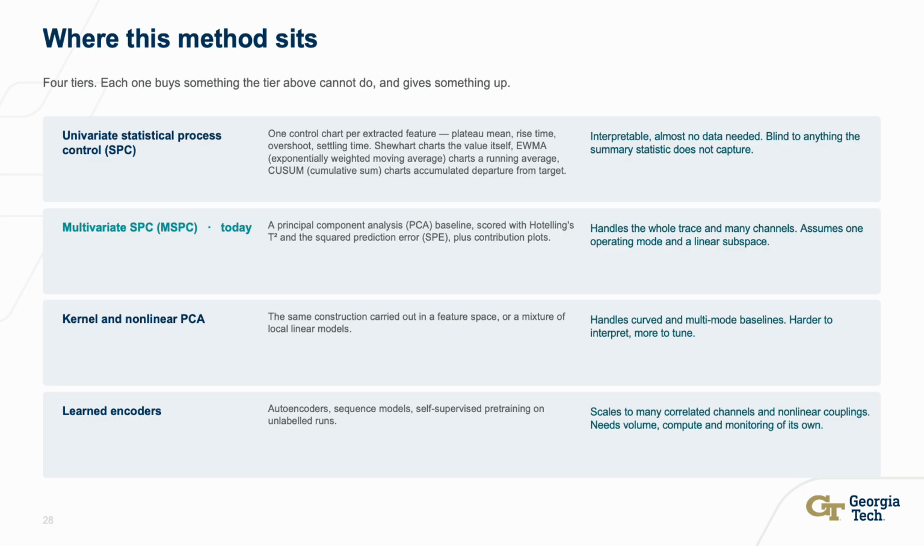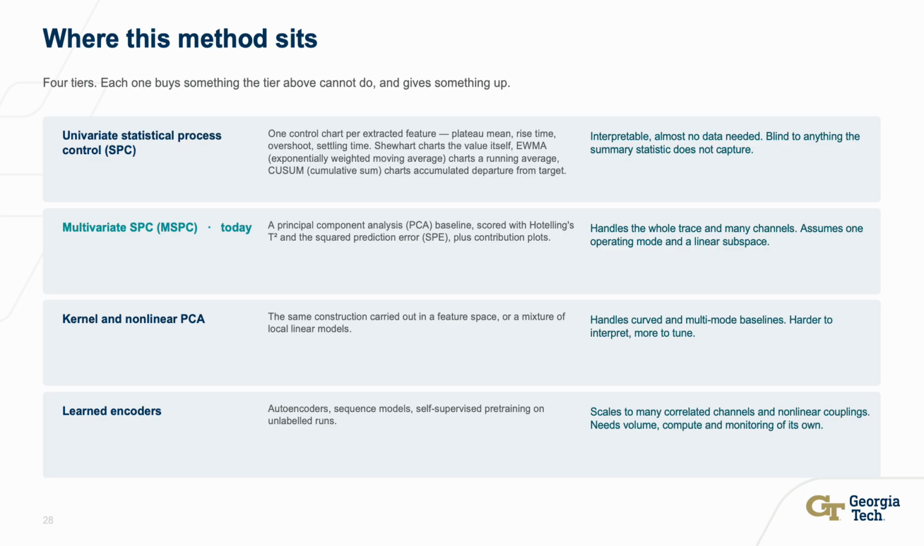Multivariate SPC, or MSPC, which is today. A principal component analysis baseline scored with T² and squared prediction error, plus contribution plots. It handles the whole trace rather than a few features, and it extends to many channels. It assumes one operating mode and a linear subspace.